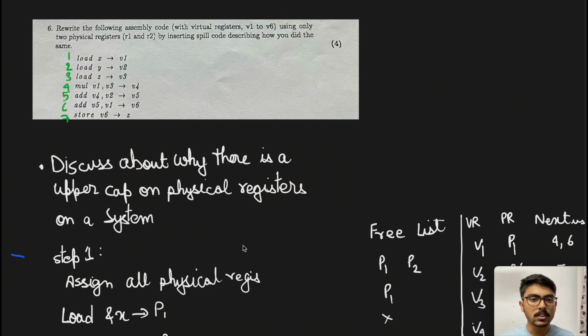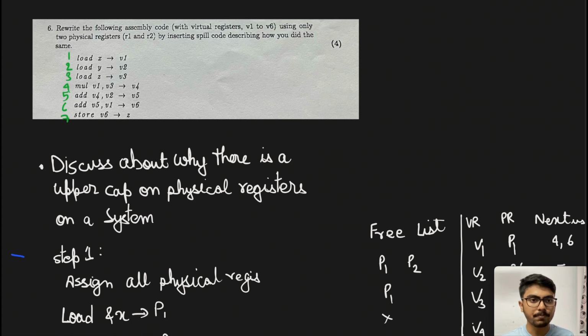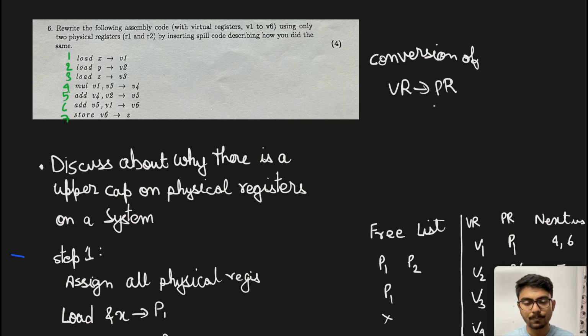Today we are going to discuss an important topic of compiler design. This is basically conversion of virtual registers into physical registers. So before knowing about this, we should first understand what is this virtual register and what are these physical registers.